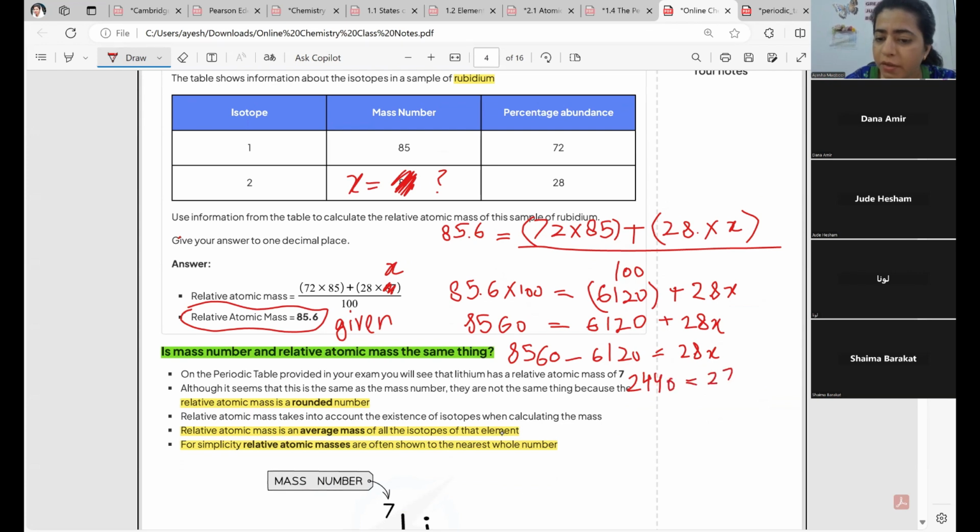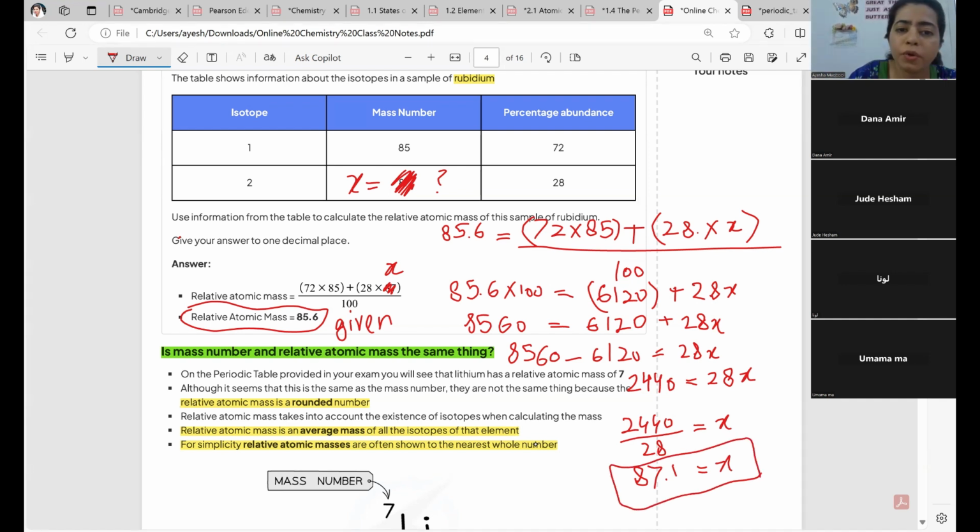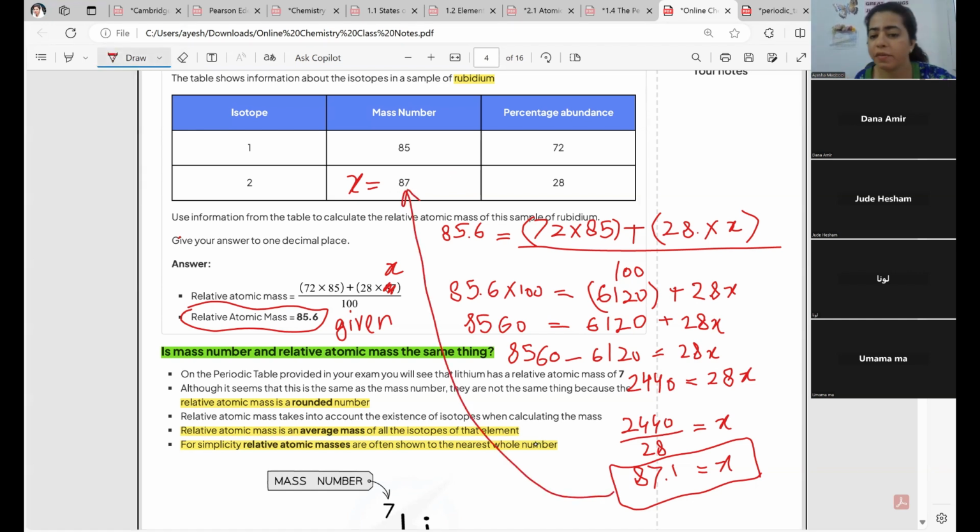2,440 is equal to 28x. 28 will go on the other side and divide. Divide on both sides. So 2,440 divided by 28. The answer is 87.1. Very close to the one which was already given to you. 87.1 is basically 87. We got this answer.